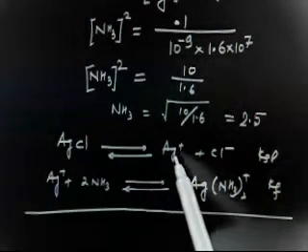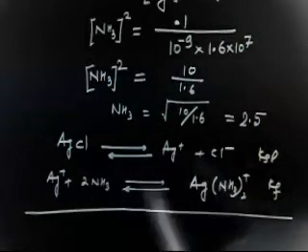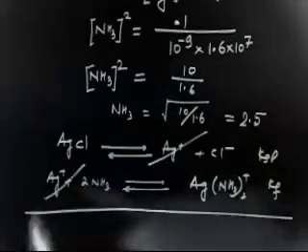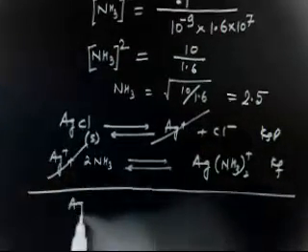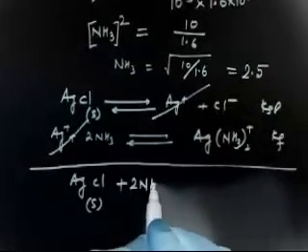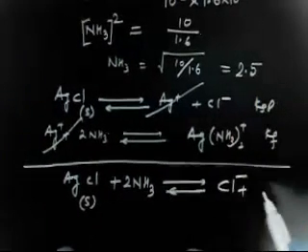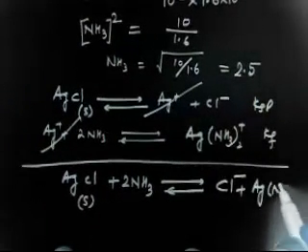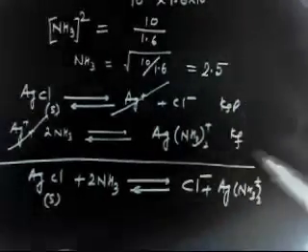So I can say almost everything produced by the first step is used by the second step. I can add these two equations very easily. And AgCl is basically solid. So now I will have AgCl solid plus 2NH3 giving Cl- plus Ag(NH3)2+, and the equilibrium constant will be Ksp times Kf.